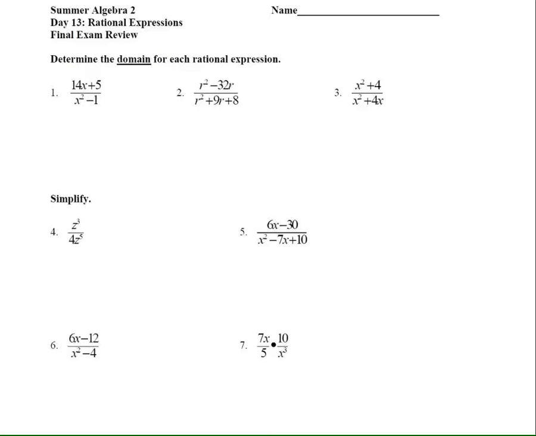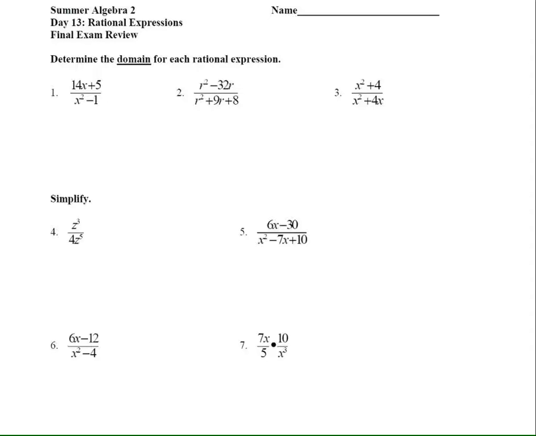So for simplifying rational expressions, we're going to look at the review here. The first thing we're asked to do is find the domain for each rational expression. So just to refresh your memory on what domain means, concept-wise, essentially domain is all of the x values or all of the independent values, variable values that could work for the expression.